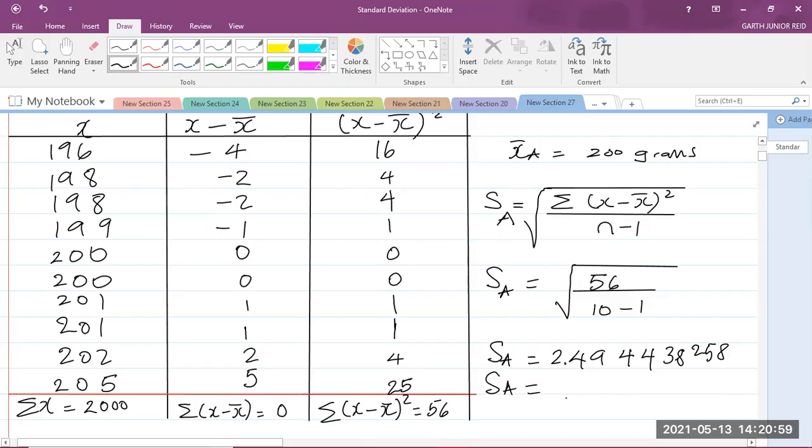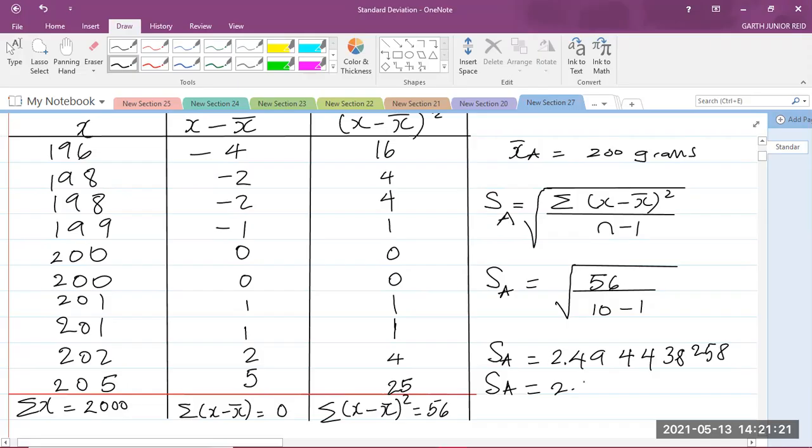But remember now that in your CAPE Integrated Mathematics examination, at the front of the exam booklet, it states that if your numerical answer is not exact, you should write it correct to 3 significant figures. All right? So what will that be in 3 significant figures?